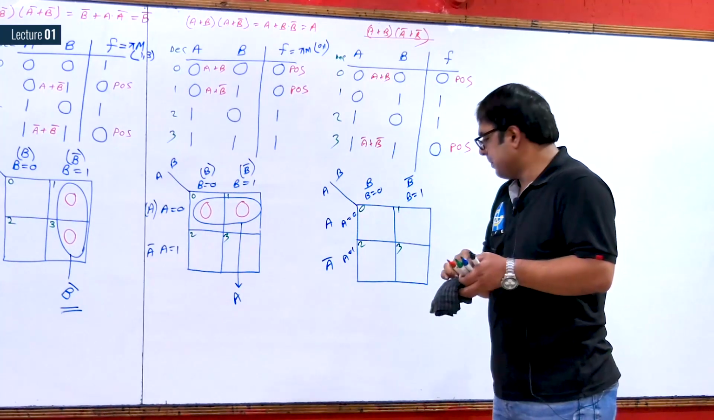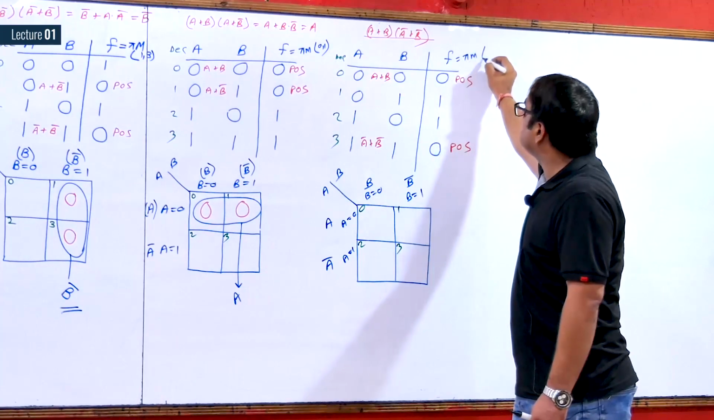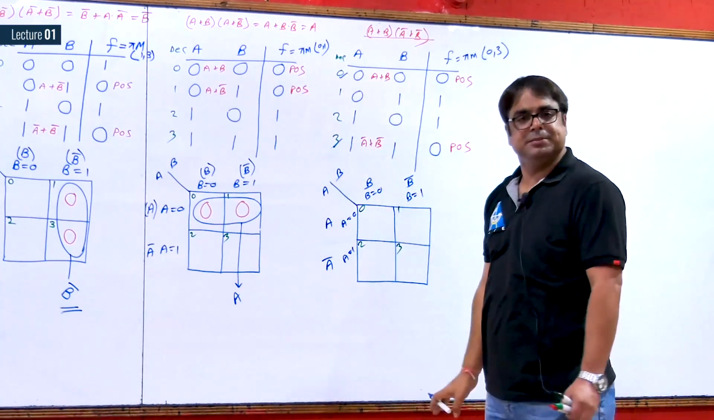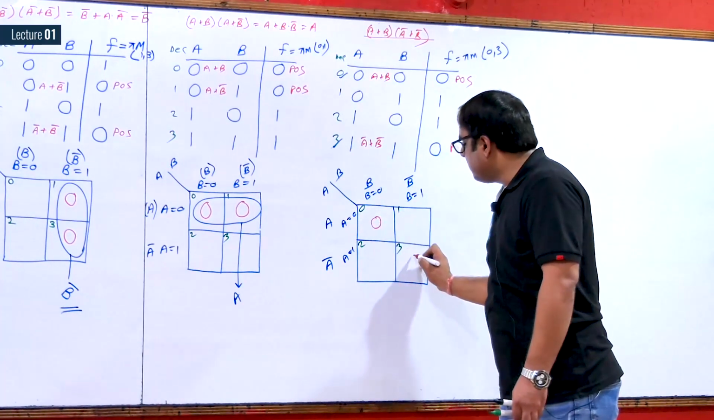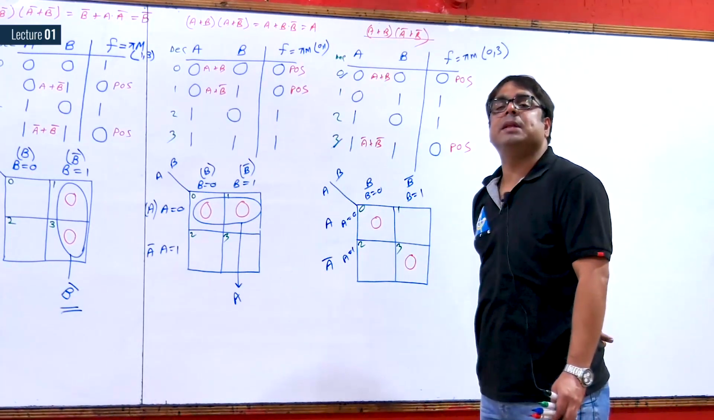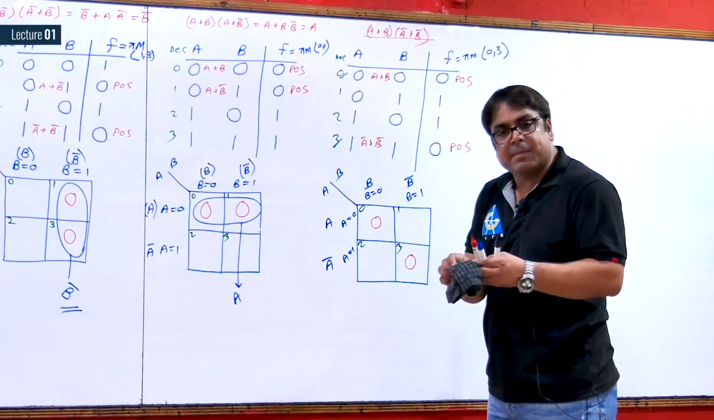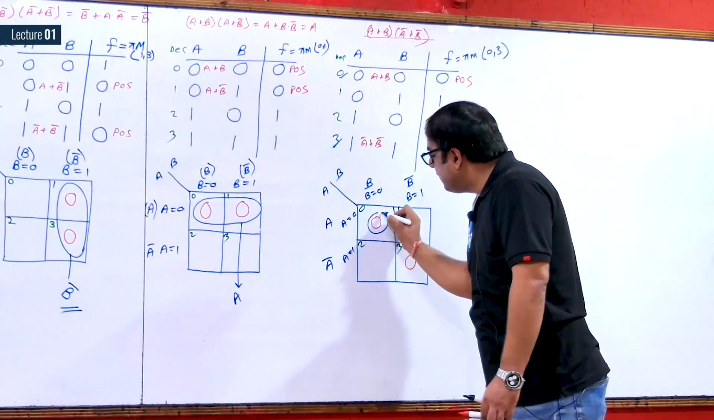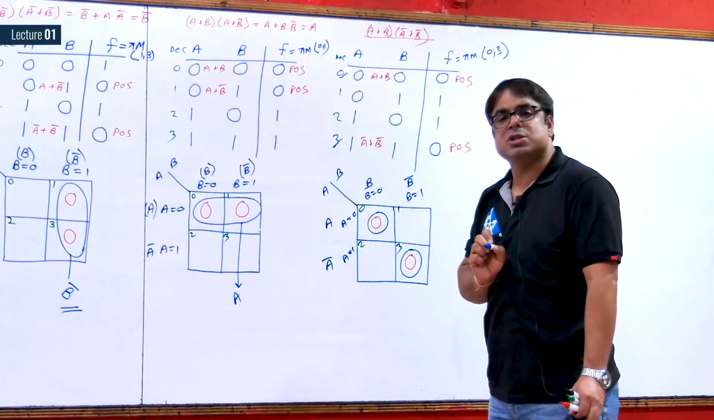Now, see in K-map. What are your max term numbers? Max term numbers are 0 and 3. You cannot make a diagonal group in the K-map. It is not possible. So now what you have to do is mark them individually. Individual markings you have to do.